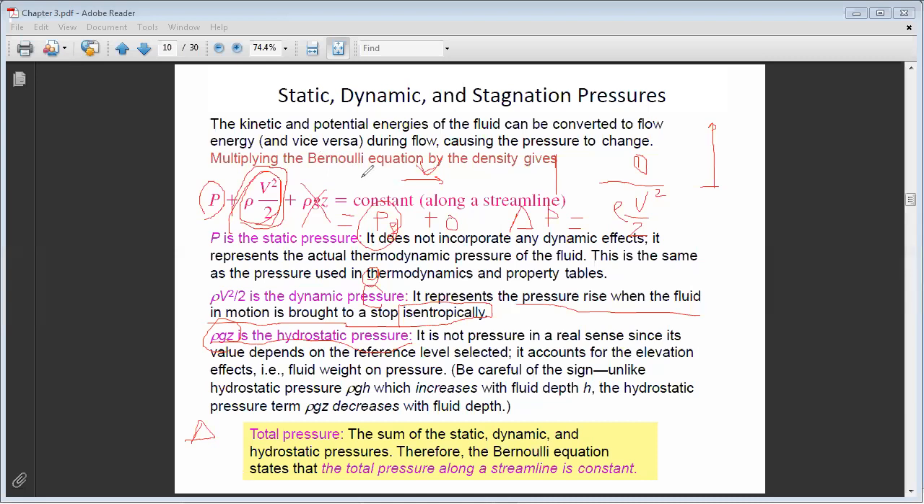So we can say that the total pressure can be measured as the summation of static, dynamic, and hydrostatic pressures. And therefore, for the Bernoulli equation, this equation states that the total pressure along a streamline will remain constant.